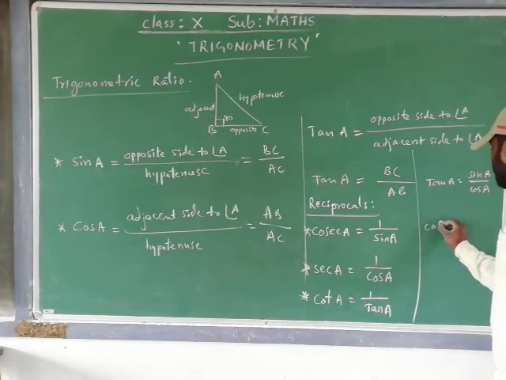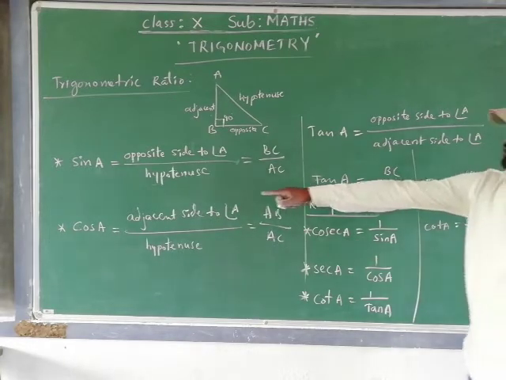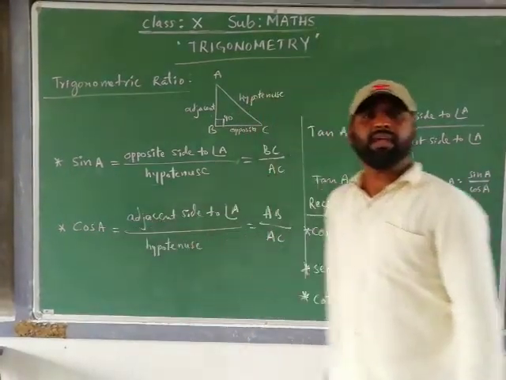That means if I write cot again, cot what? Reciprocal of tan, I said, no? That is cos A by sin A. Reverse. Understand? This is cot, C-O-T. This is cos, C-O-S. Okay?